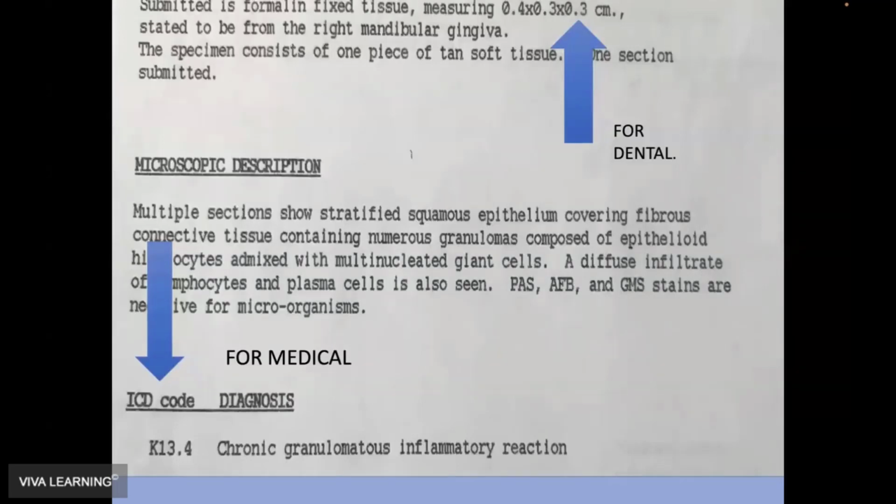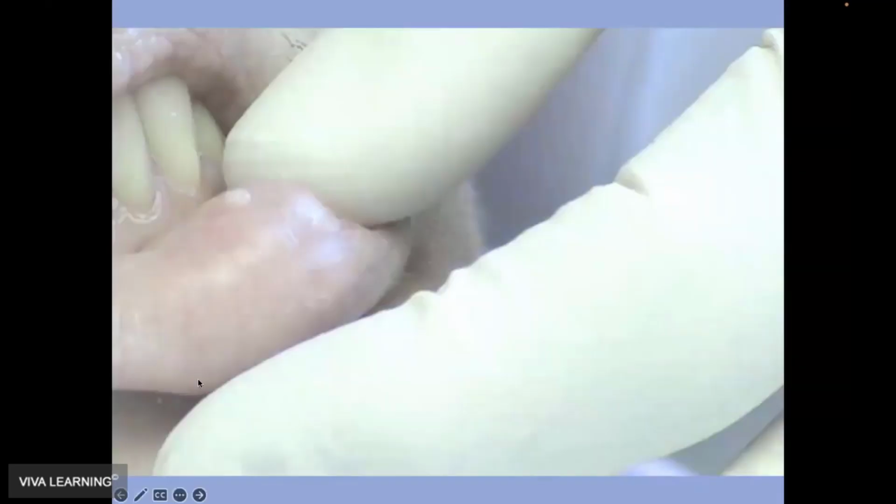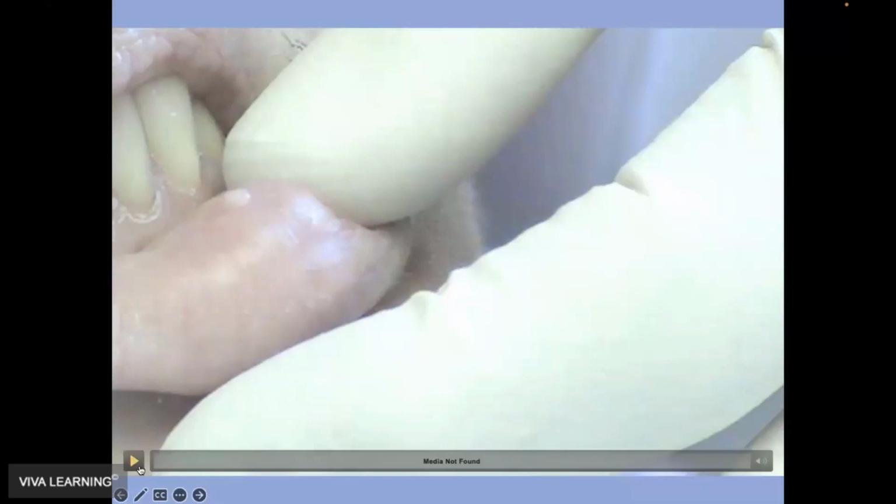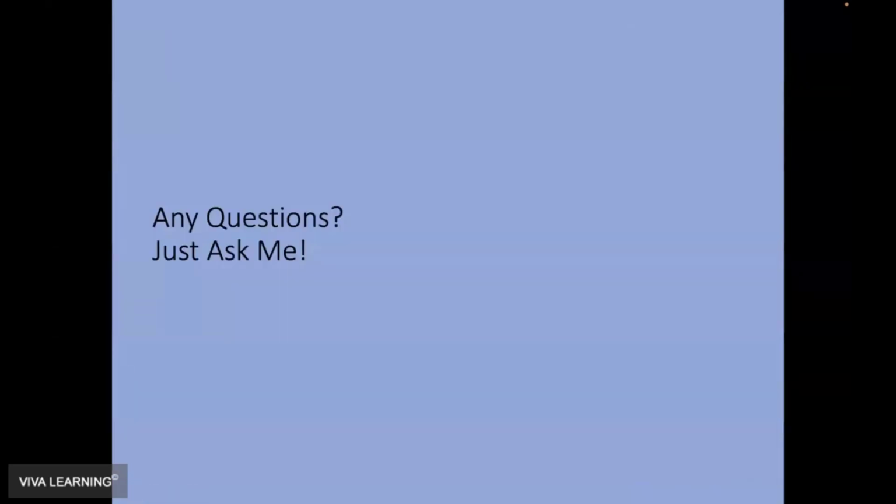Almost done. Hang on. Then I'll get to the questions. Simple biopsy. So give me a minute. Sorry, that biopsy is not going to show up. Okay. If you have any questions, I am ready. So, questions and answers.